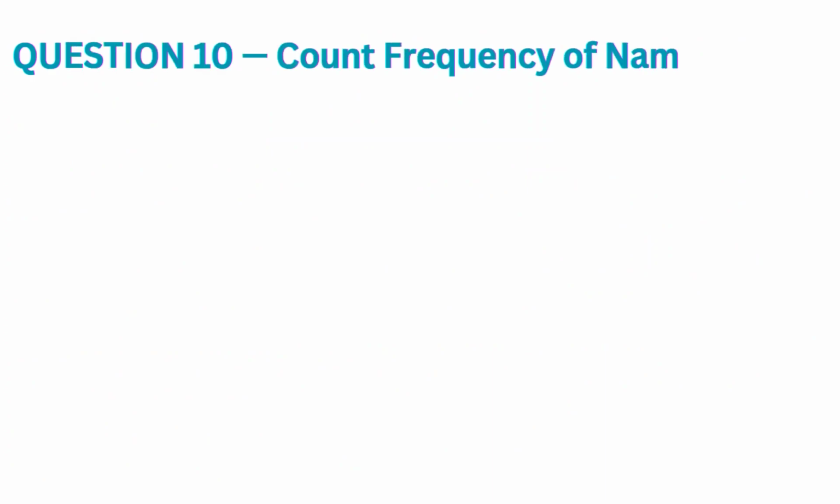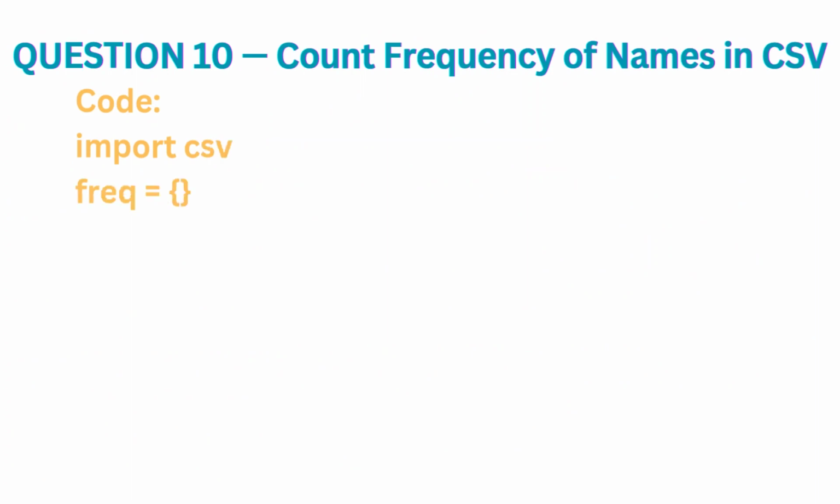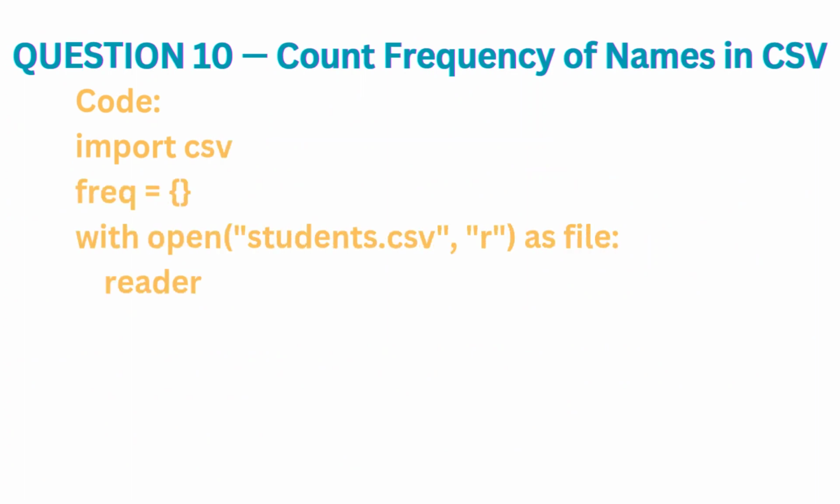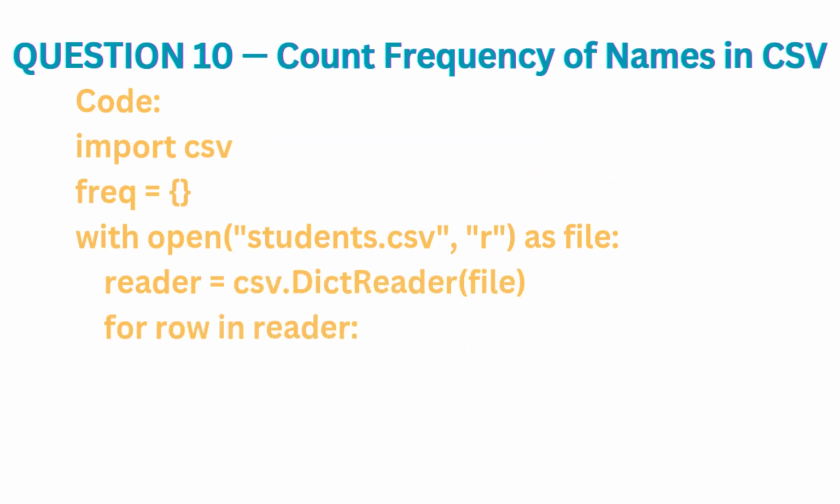And the last question is count frequency of names in a CSV file. For counting the frequency of names in the file, we count the occurrence of each name using a dictionary. That is very useful in analytics and data pipelines. So here is the code: import csv and frequency, with open reader. For row in reader, name should be row['name'], and frequency[name] equal to frequency.get(name, 0) plus 1. That should print the frequency.